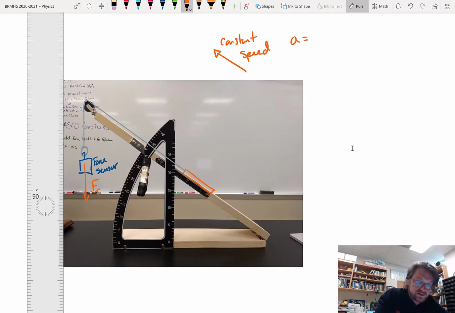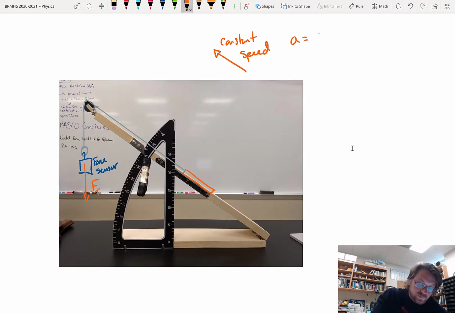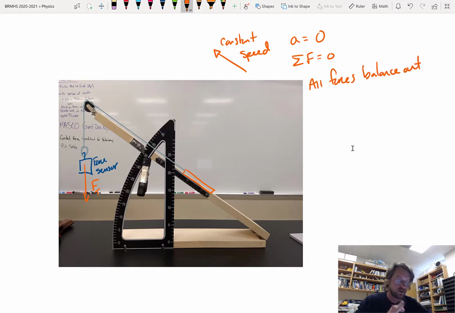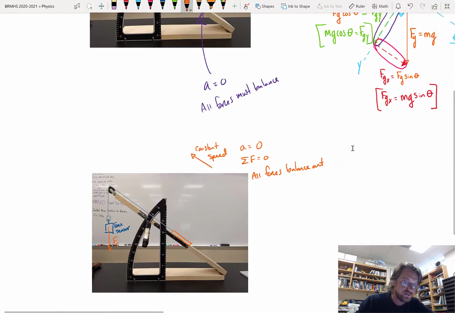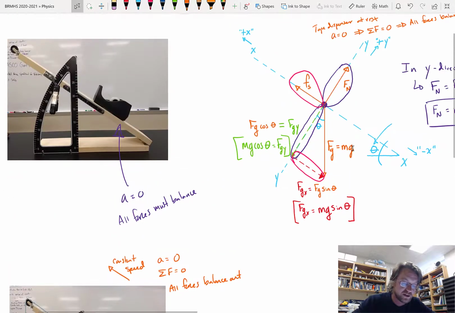Okay, constant speed means acceleration is what? 0. It's not speeding up, it's not slowing down, it's not changing direction. Acceleration is 0, which means net force is going to be 0, which means all forces balance out. Okay, sounds familiar, right, to that previous one we just did. All the forces got to balance out.